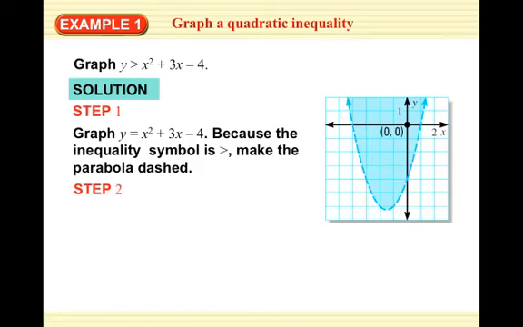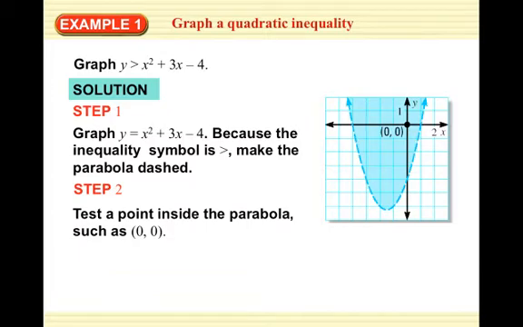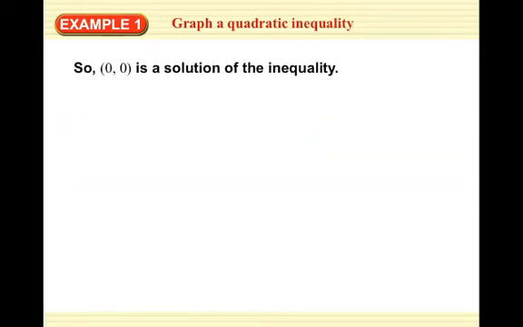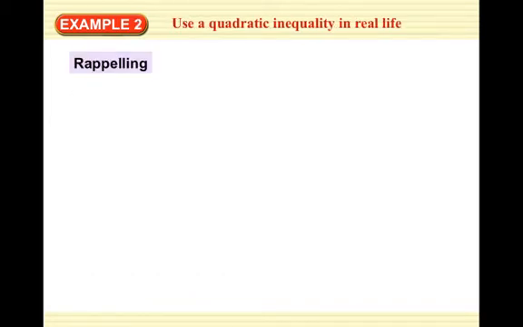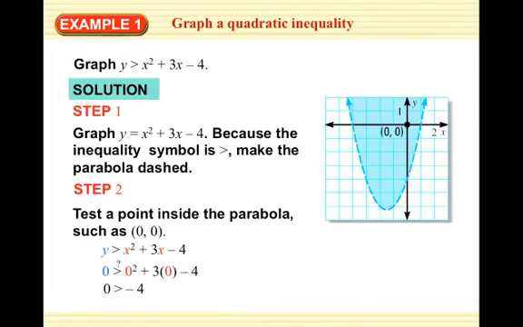Okay, step 2, we're going to pick a point inside the parabola. So 0, 0 is inside it, so that works great as a test point, and we'll put it in our inequality statement, substituting 0 for y and 0 for x. So 0 is greater than negative 4. That's true, so we shade inside the parabola. So you shade the region inside the parabola, and you get the picture we see here. If we'd gotten a false statement, we would shade the region outside the parabola.